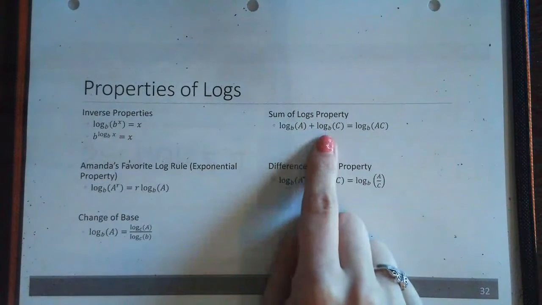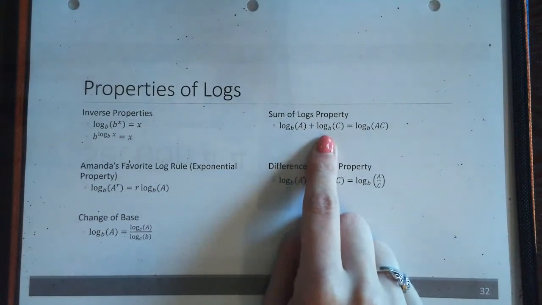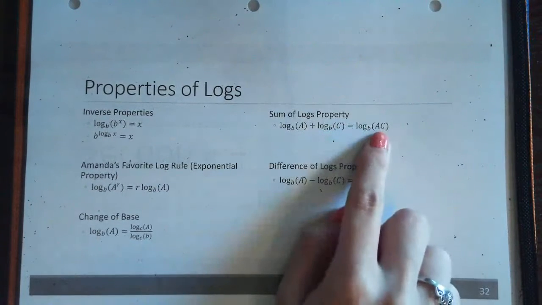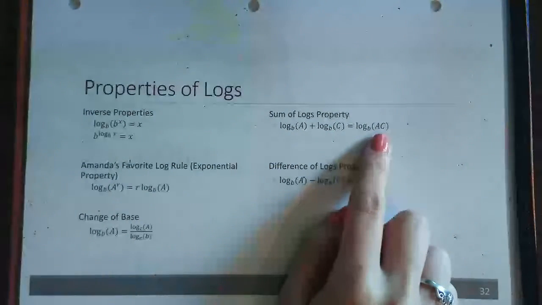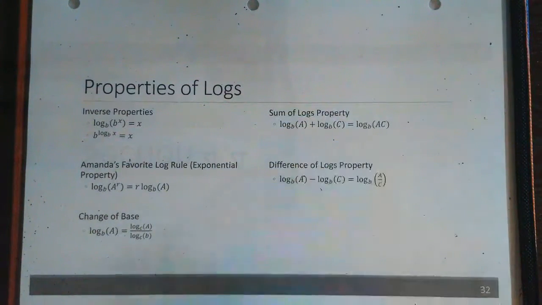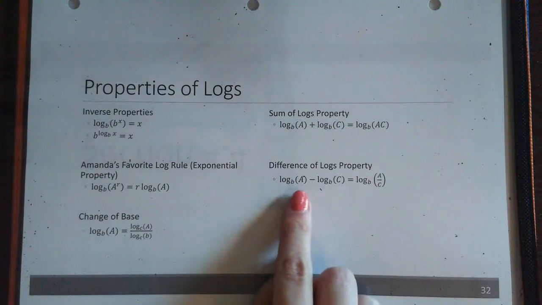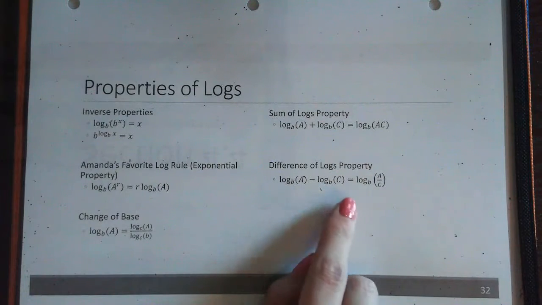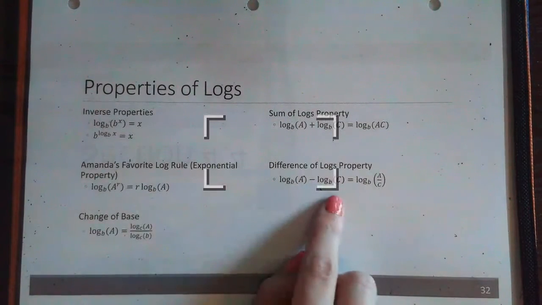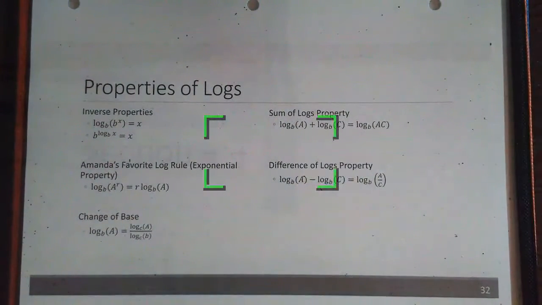If we have two logarithms added together with the same base, then we can combine them via multiplication inside a logarithm with the same base. So log base b of a plus log base b of c is equal to log base b of a times c. The difference of logs property says log base b of a minus log base b of c is equal to log base b of a divided by c. So if you have two logs added, you can combine them via multiplication. If you have two logs subtracted, you can combine them via division.